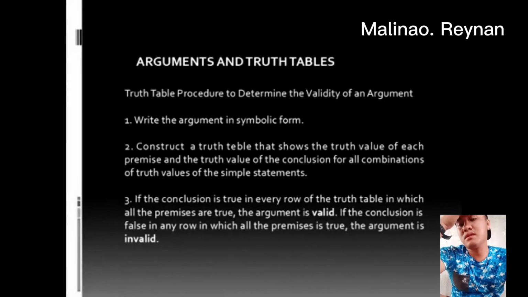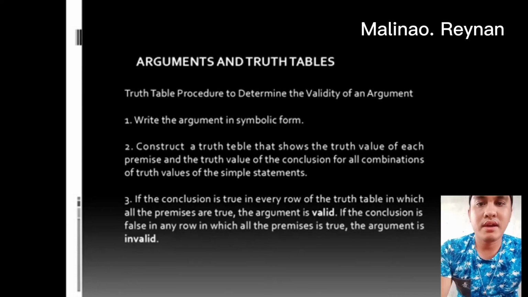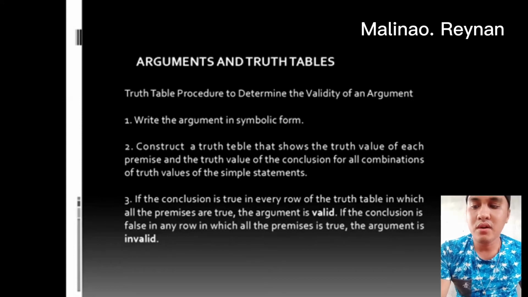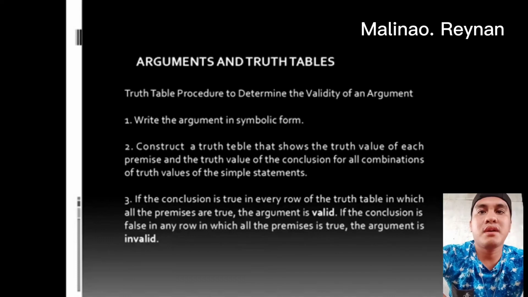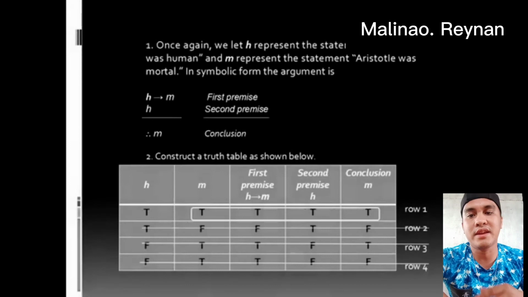The next topic is arguments and truth tables. We have a procedure to determine the validity of an argument. First, write the argument in symbolic form. Second, construct a truth table that shows the truth value of each premise and the truth value of the conclusion for all combinations of truth values of the simple statements. If the conclusion is true in every row of the truth table in which all the premises are true, the argument is valid. If the conclusion is false in any row in which all the premises are true, the argument is invalid.